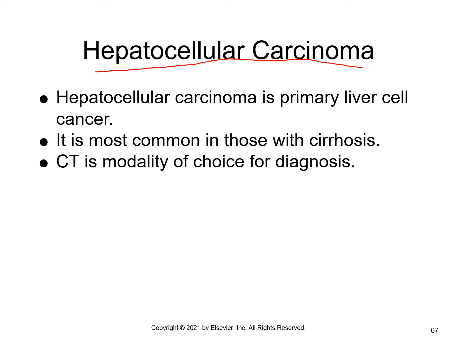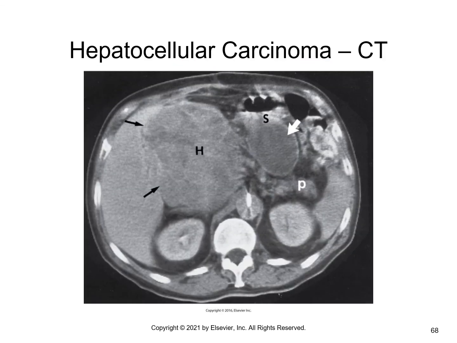this can also be known as a hepatoma. This is the primary liver cell cancer. It's most common in people with cirrhosis. CT modality is the choice for diagnosis for this. They'll have some abnormal lab values and not a great prognosis.